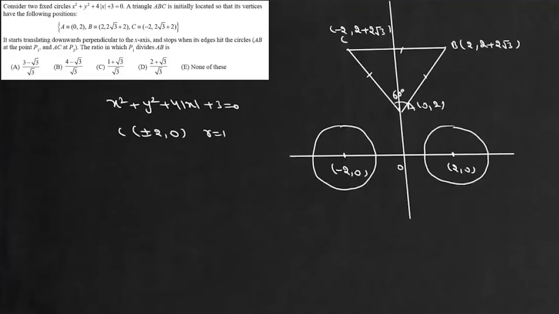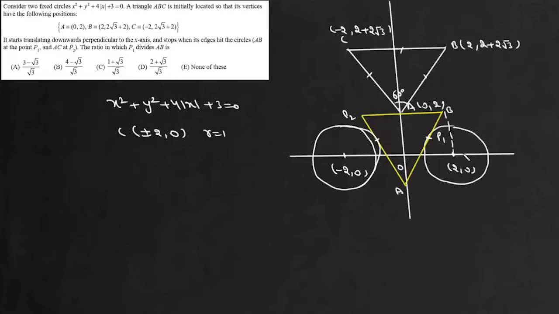So this triangle, it starts coming down till it becomes something like this. We'll redraw this circle like this. Now this point is, say, P1 and this point is your P2. This is A and this is B. Now we have to find the ratio in which P1 divides AB.